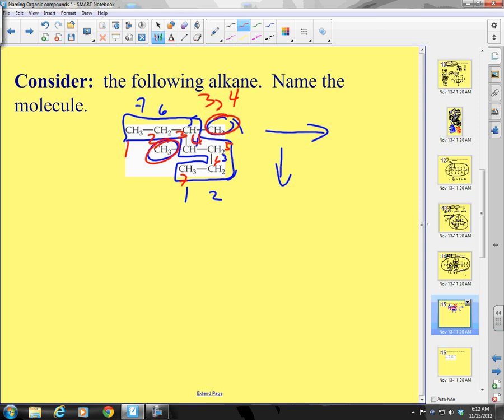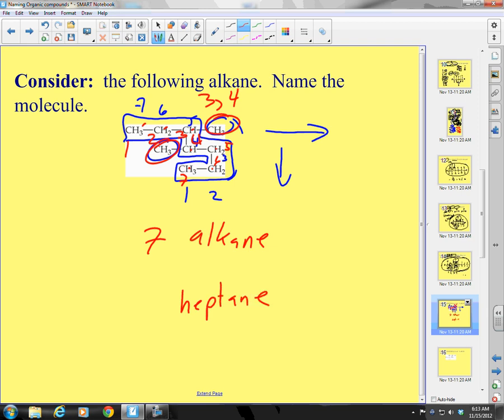Good. So we've identified the longest continuous chain. We've numbered them. My chain was what? 1, 2, 3, 4, 5, 6, 7. I have 7. All my bonds are single bonds. That means I have an alkane. What do you call a 7-alkane? You call it a heptane.